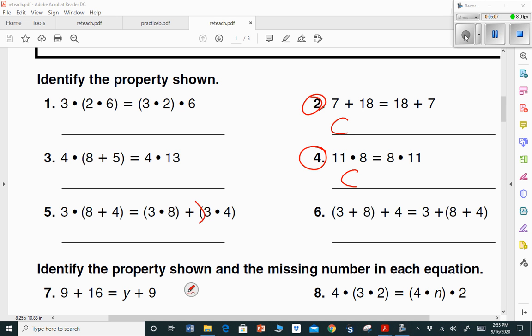Well, let's look for the associative property. The associative property is going to have the same numbers on both sides. It's going to be either all addition or all multiplication. We're just moving some parentheses around. How about this one?